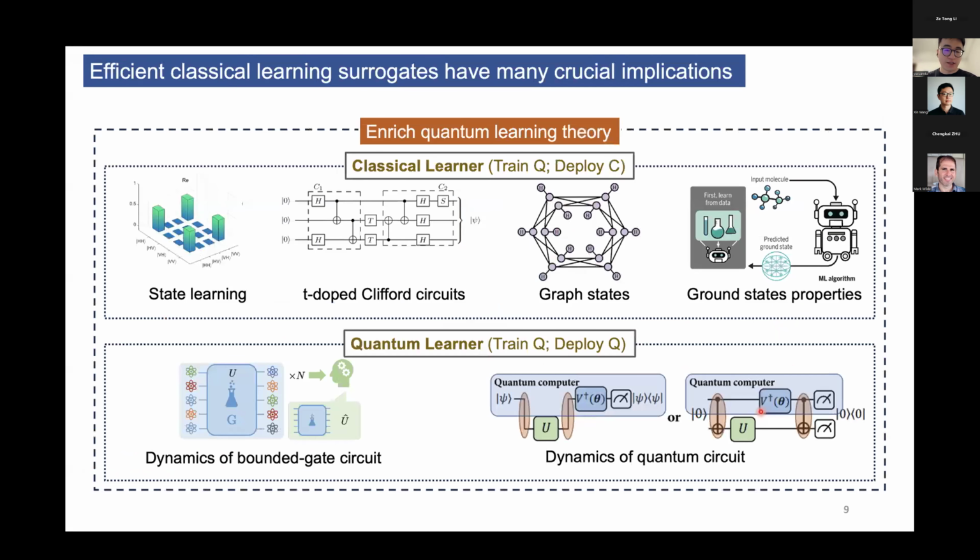Okay, now I'd like to address that if we can design efficient classical learning surrogates, then we'll obtain many crucial implications. The first one is about enriching quantum learning theory. Because you can see currently we have many good results about the capability of quantum learning models. And if we have results about the capability of classical learning surrogates, we can enrich the corresponding field.